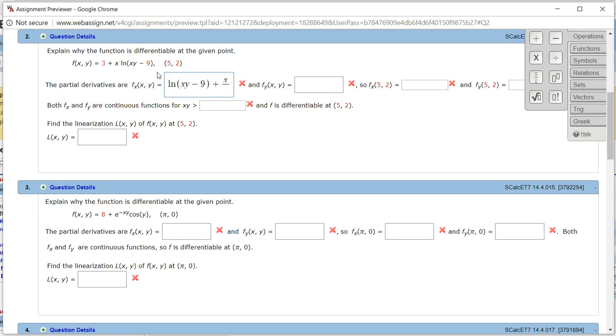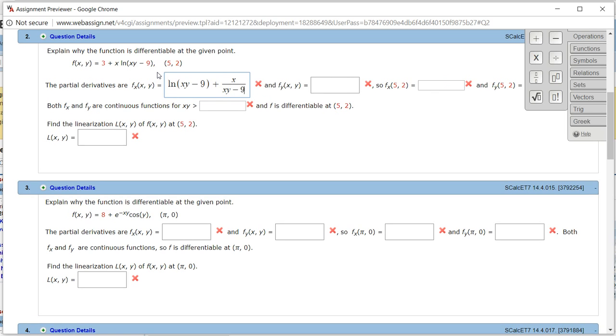So we would have xy minus 9 on the bottom. Then we have to multiply by the derivative of xy with respect to x, which is going to be y. So I'm going to put y here. All right, so that would be the partial derivative with respect to x.